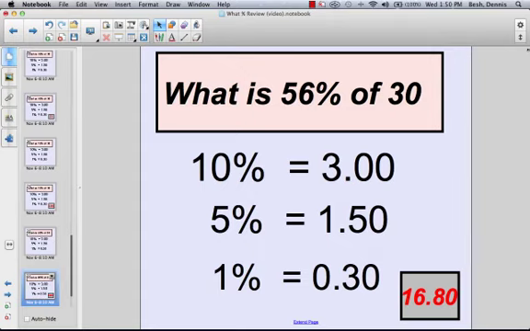And as you can see, it doesn't matter what percent they ask of us. Just using these 3 percents, we can calculate the percent of any whole number easily without using a machine.